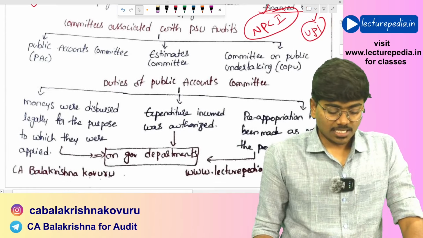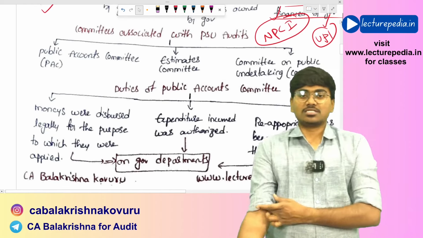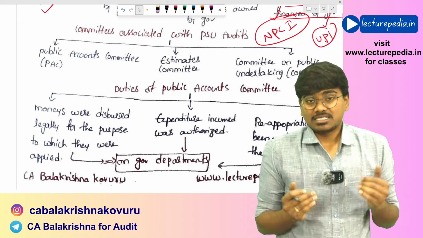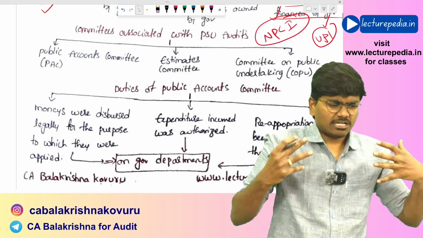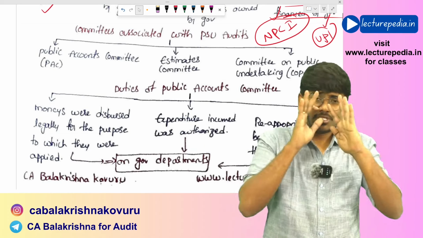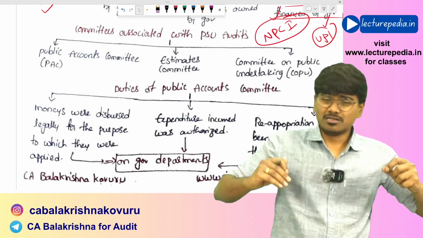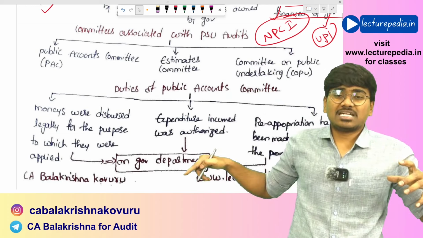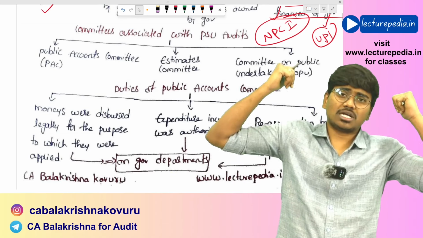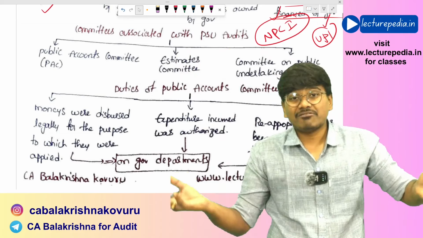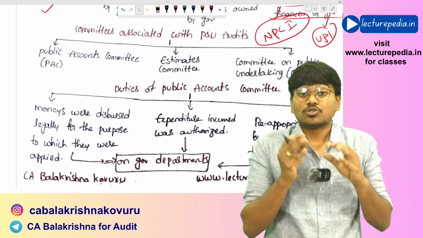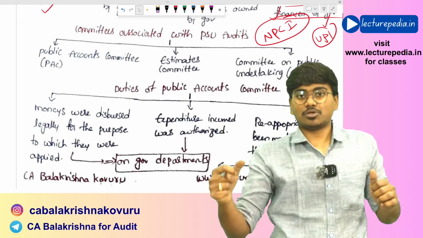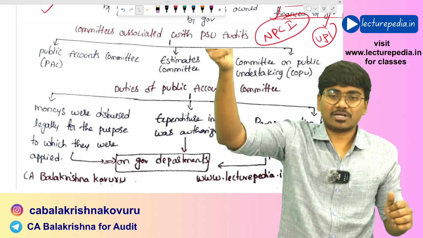Next, committees associated with public sector undertaking audits. Now, the audit of public sector undertakings will be done by C&AG. C&AG will give the audit report. There will be various public sector undertakings, so there will be thousands of audit reports given by C&AG. These audit reports have to be submitted to the president in case of the central government, and to the governor in case of the state government. If you submit all these reports to the governor or the president, they will not have that much time to go through all of them. So these reports will first be submitted to these committees. The committees will summarize the reports and submit them to the governor or the president.